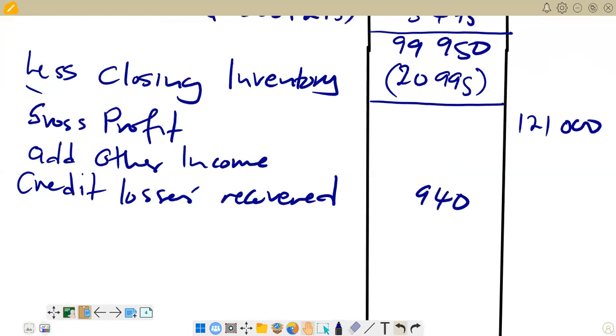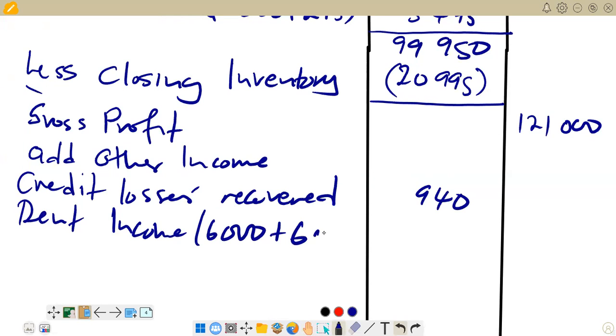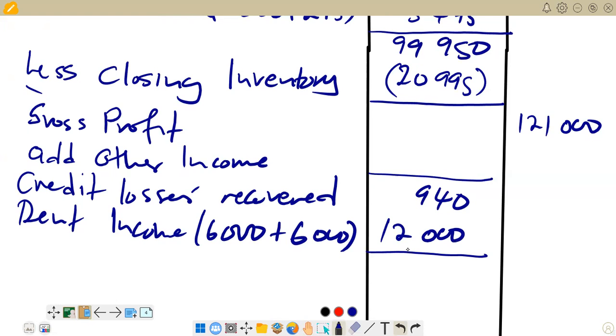Right, here now we are saying rent income. So we are saying 6,000, then we add another 6,000, then the total that you get there is 12,000. So this is all the incomes that we have. If you recheck again in the list of balances, we don't have another income. So we are adding the two to get the total for other income. So you say 940 plus 12,000. Obviously, you're going to get 12,940. As simple as that.